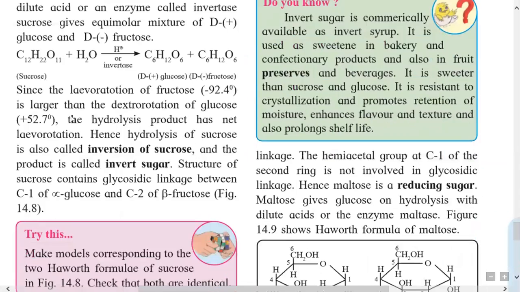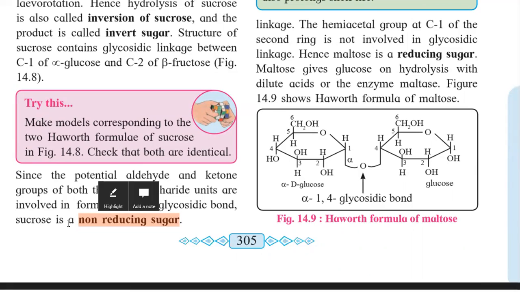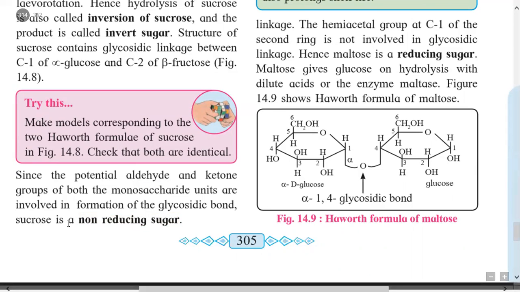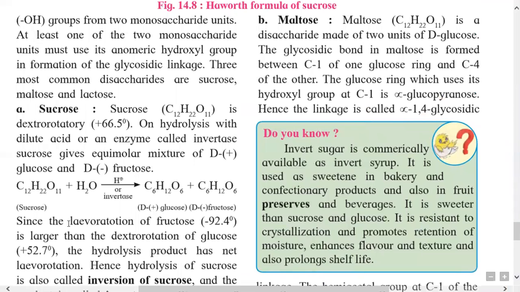Since the potential aldehyde and ketone groups of both monosaccharide units are involved in the formation of the glycosidic bond, sucrose is a non-reducing sugar. Remember this well. Sucrose is a non-reducing sugar. Last time we had studied glucose and fructose. These are the reducing sugars.